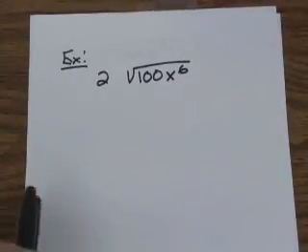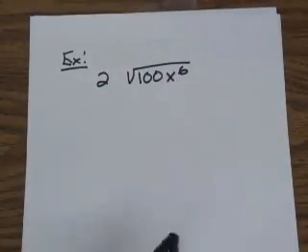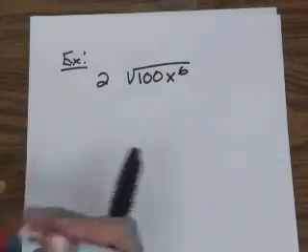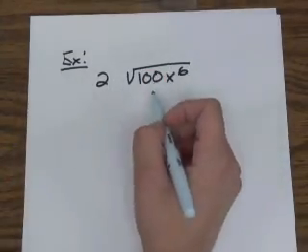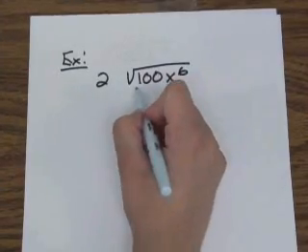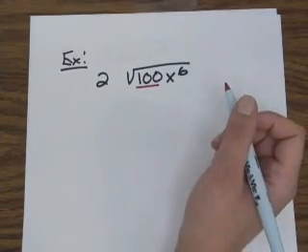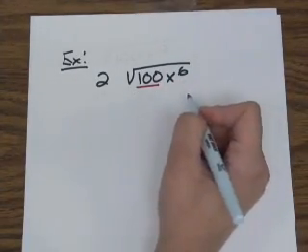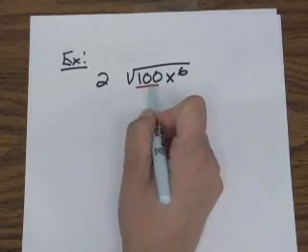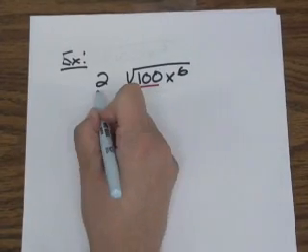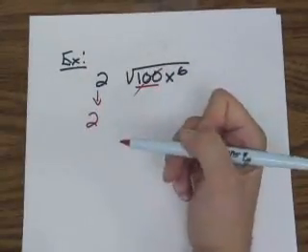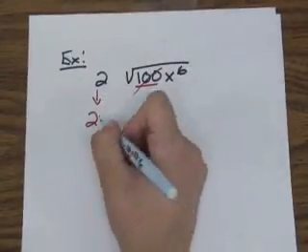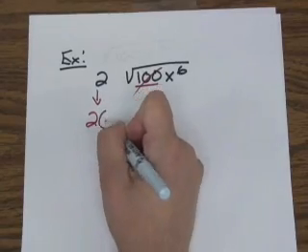So let's come back here. We have 2, the square root of 100x to the 6th power. Again, I'm dealing with these easy numbers so you can see the process. The square root of 100 I can find. So the square root of 100 is 10. So that means I'm going to bring down this 2. And since I can find the square root of 100, I'm just going to cross it out so I don't look at it again. The square root of 100 is 10.